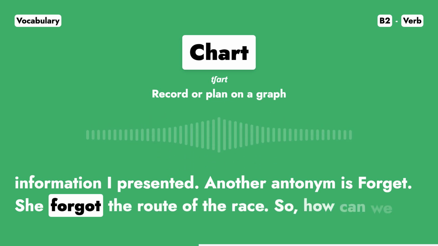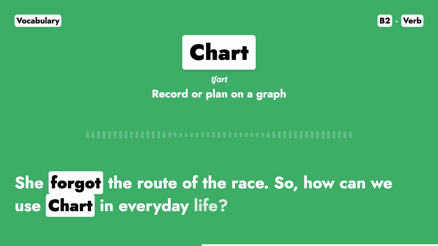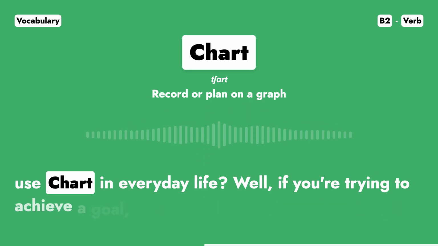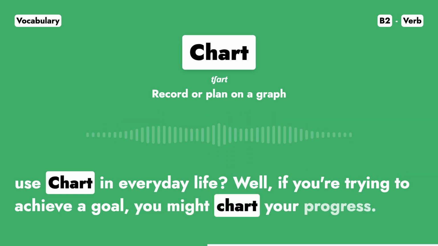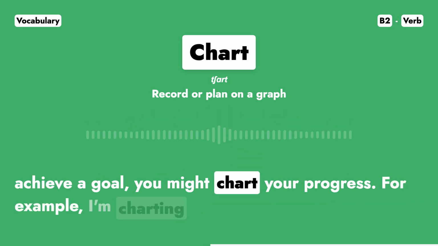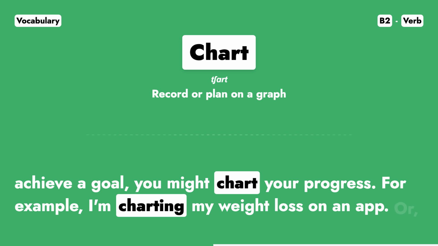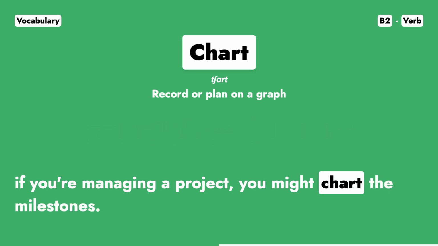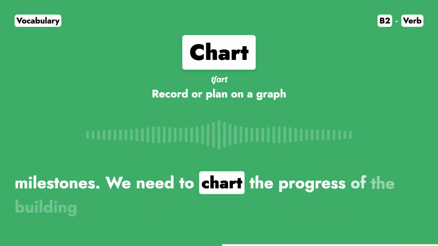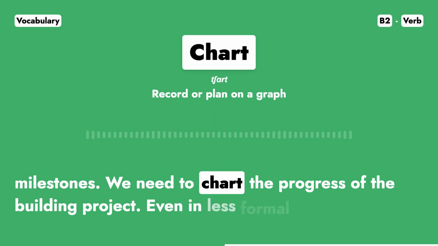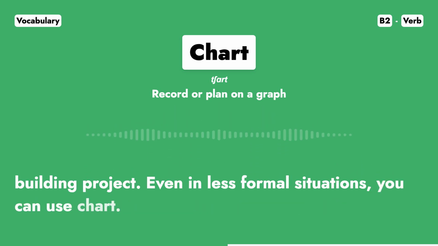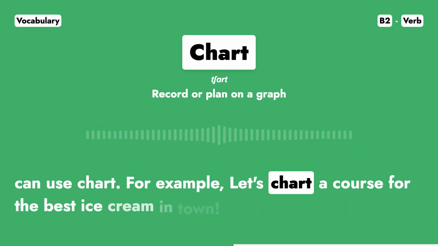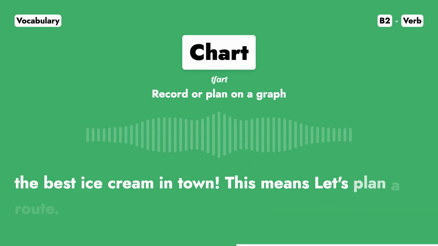So, how can we use chart in everyday life? Well, if you're trying to achieve a goal, you might chart your progress. For example, I'm charting my weight loss on an app. Or if you're managing a project, you might chart the milestones. We need to chart the progress of the building project. Even in less formal situations, you can use chart. For example, let's chart a course for the best ice cream in town. This means let's plan a route.